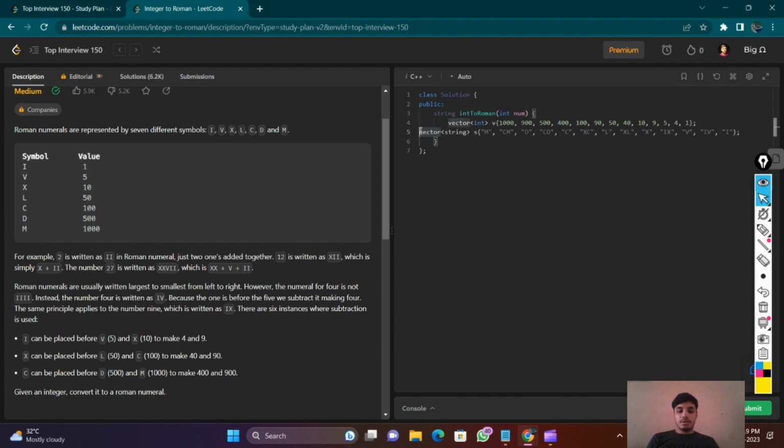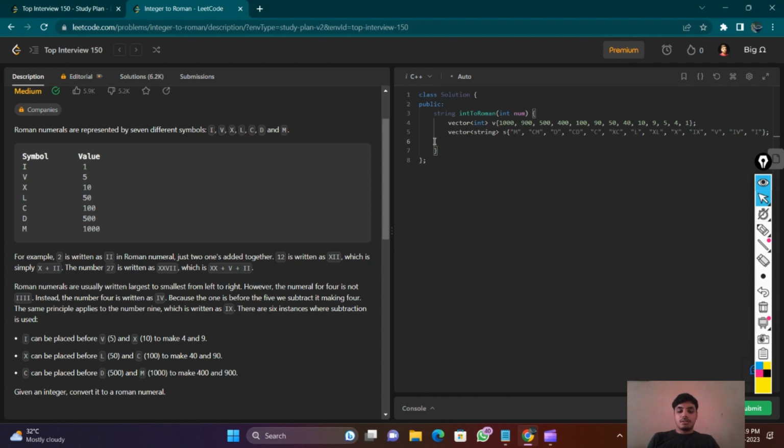So here are the values we have stored. We have stored all the values and their respective symbols into vectors. The first is of type int and the second is of type string. Here you can see that M is stored with the respective value 1000, and next you can see that I use CM, which comes from these six scenarios, CM equals 900. So I've included all these values and all six special values in these two vectors. Now using these two vectors we are going to distribute our num into smaller and smaller pieces and get the correct Roman numeral value from them.